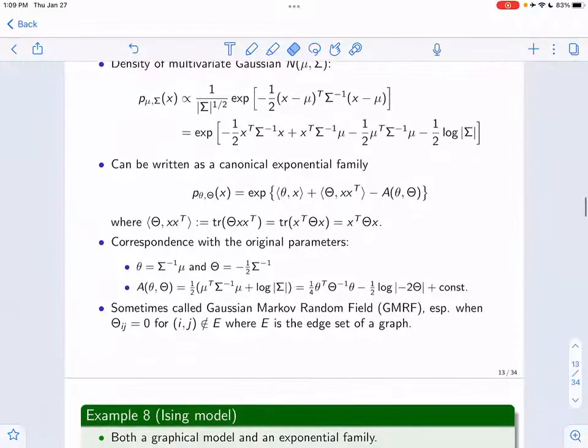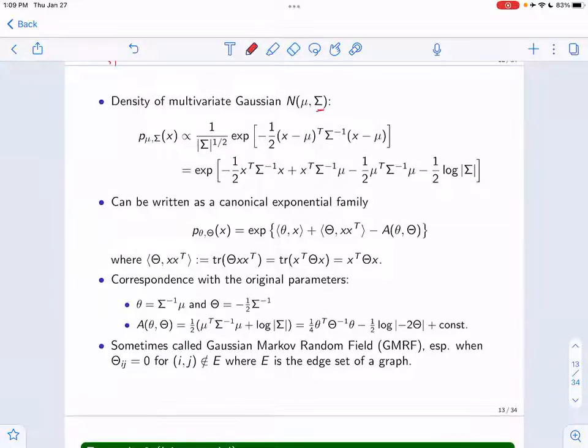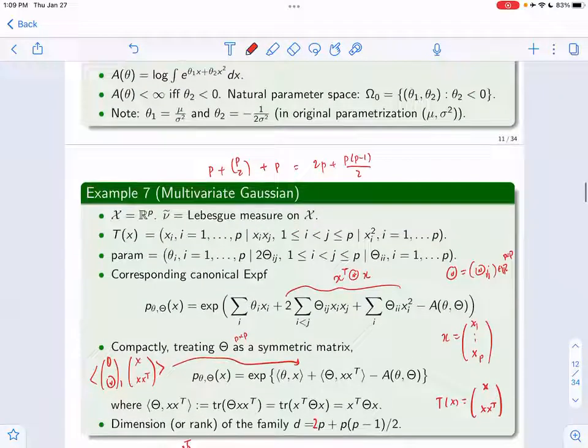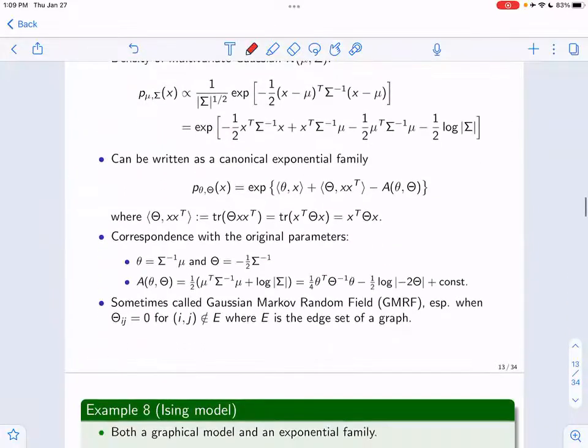You can see, for example, that if the multivariate Gaussian has covariance matrix sigma and mean vector mu, then theta would be like this, and capital theta would be negative sigma inverse, just similar to the formulas that we have here, but just the matrix form of it.